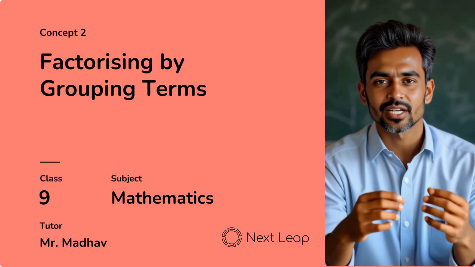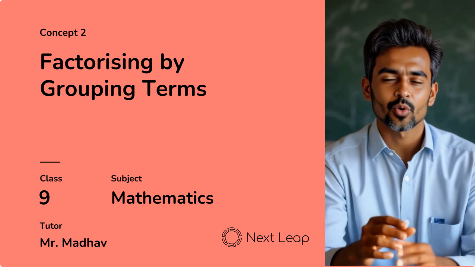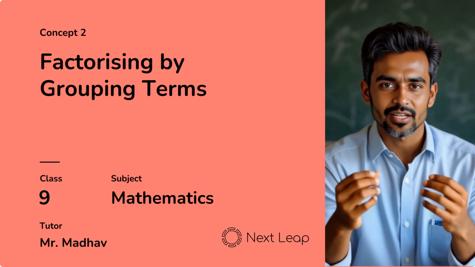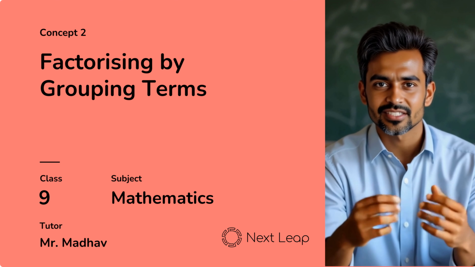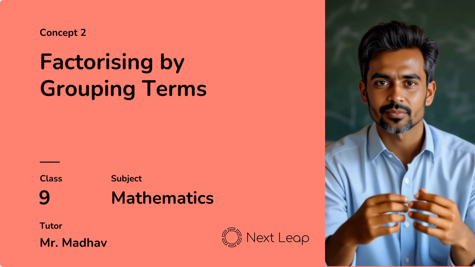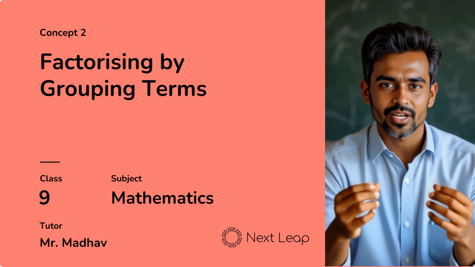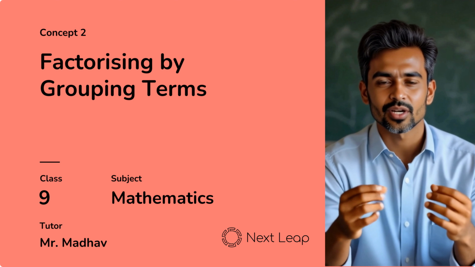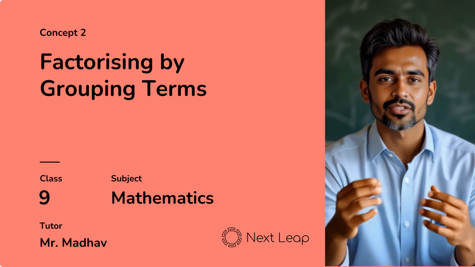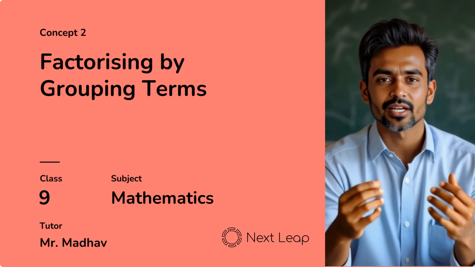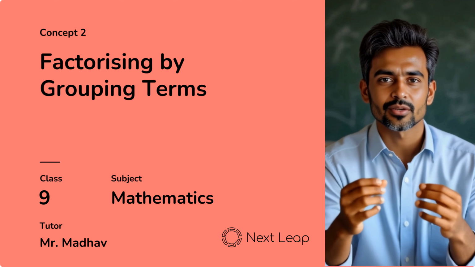It's a method that helps break down complex polynomials into simpler, more manageable parts, making them much easier to work with. Now, let's start by understanding the concept. Factorization is the process of expressing a mathematical expression as a product of its factors. When we apply the technique of grouping, we look at the terms and group them in such a way that each group has a common factor. For example, consider the expression 4x squared minus 10xy plus 6x minus 15y.